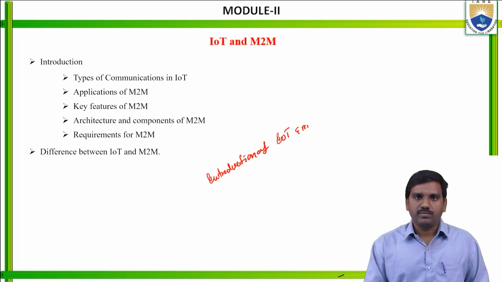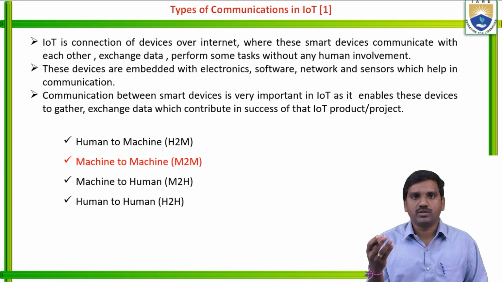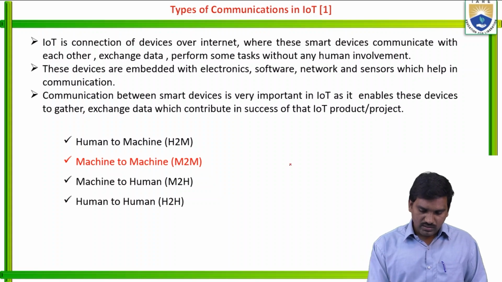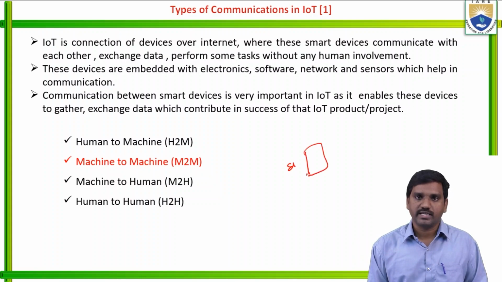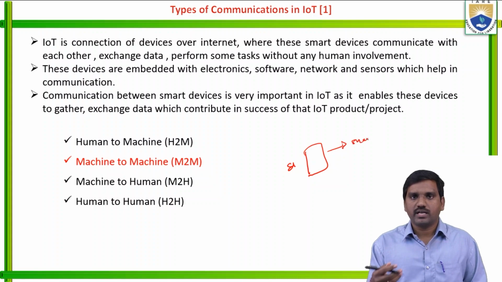First of all, before entering into the differences between IoT and M2M, what are the types of communications available in IoT? IoT is a connection of devices over the internet, as we already know. Every device, for example this one here, initially has no internet connection, no function. After connecting the internet to the device, it can act as a smart device. We can operate it in our hand with a remote. So that is an IoT device.